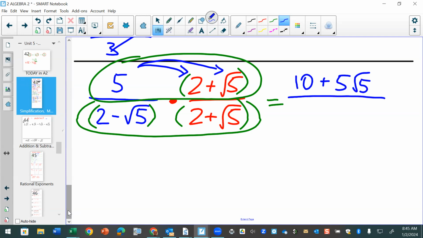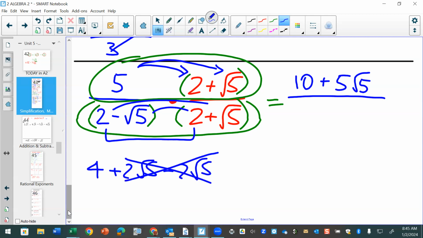On the bottom, FOIL this. And I don't know if you remember, it was all the way last month. There will never be any middle terms on the bottom because you chose the right complex conjugate. But we'll do it. What do you get? 4 plus 2 root 5 minus 2 root 5. You will never have to do the middle two for the bottom. Minus what do you get when you do radical times itself? Poof, the radical goes away and you got a 5. So what did the bottom turn into? 4 minus 5 is negative 1.